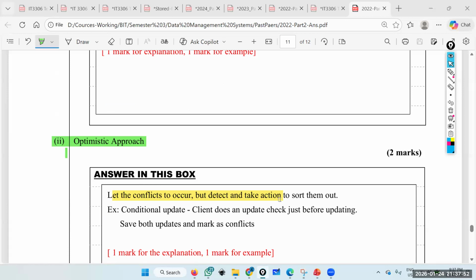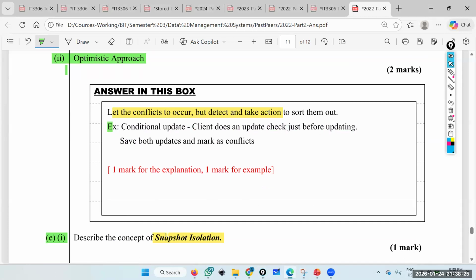So they have given an example. I don't know exactly what this conditional update is. Client does an update. Check just before updating. Save both updates and mark as completes. Maybe this is something mentioned in your notes. Okay, I don't understand this exact thing, but maybe you can give this kind of example if this question is repeated again.